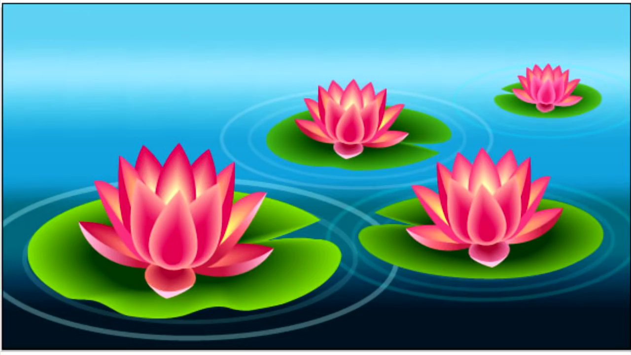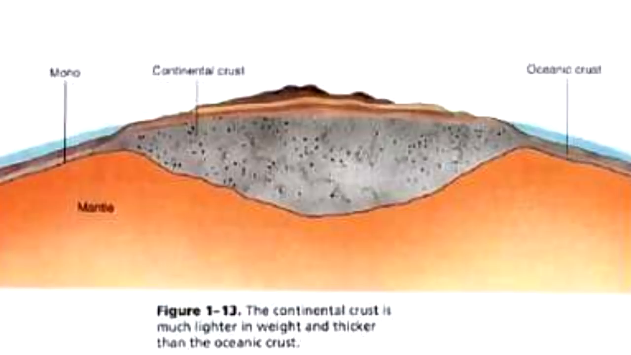Look, you lifted this figure out of a book for teenagers and put it up whilst you were saying that the continents don't float around like lilies in a bathtub. Let's do something crazy. Let's read the caption to that figure, shall we? Continental crust is much lighter in weight, by which they actually mean it's less dense and thicker than oceanic crust.